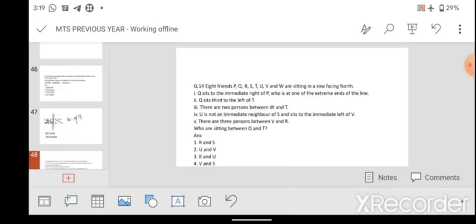8 friends P, Q, R, S, T, U, V, W are sitting in a row facing north. Okay, try to solve this question.